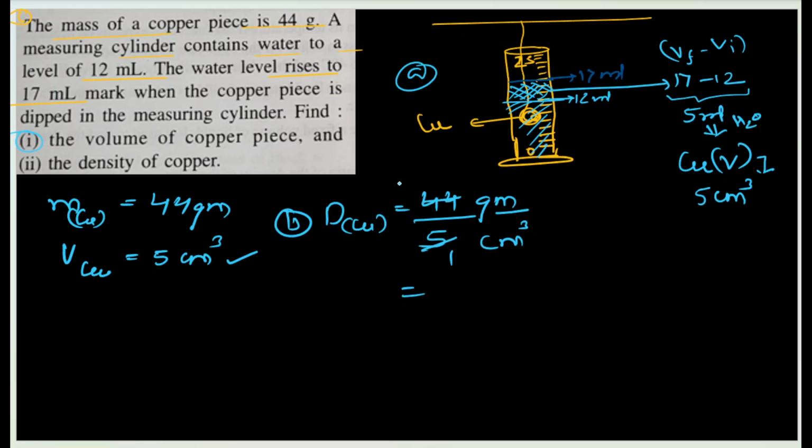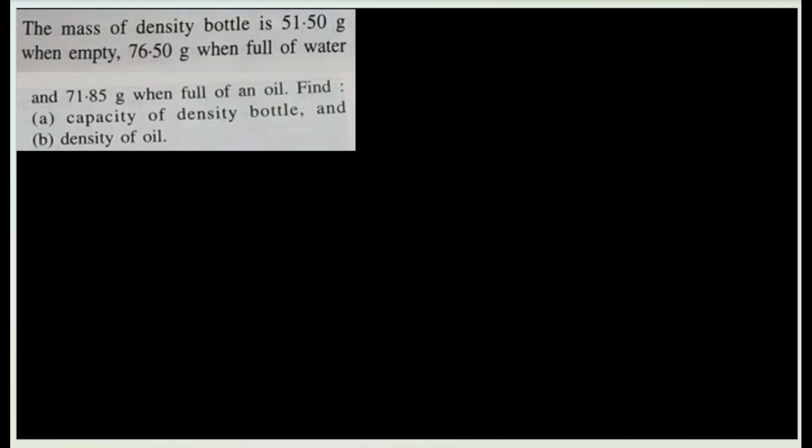So 5 8s are 40, 4 remains 0. 0, 5 8s are 40. So what is the answer? 8.8 gram per centimeter cube. And that is the density of copper. Hopefully you enjoy this question also, because once you know how you can proceed with it, you can easily understand the questions.